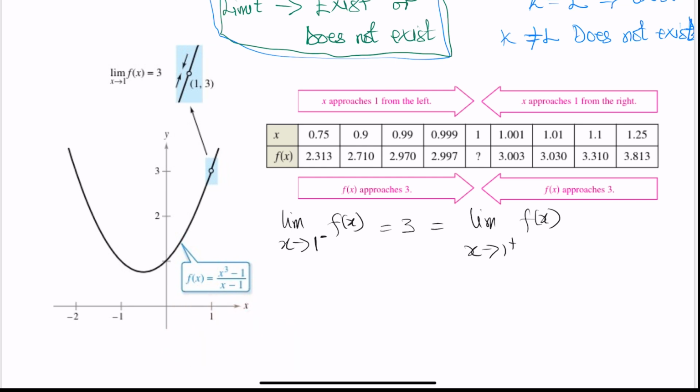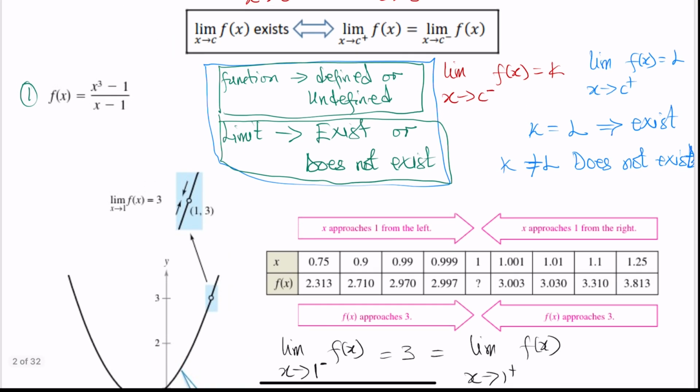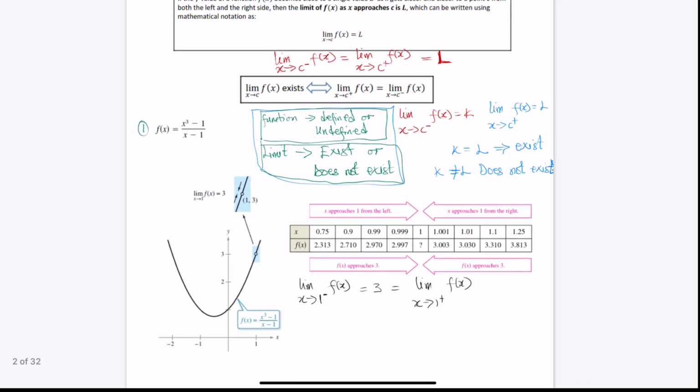If I look at the left side of 1 on the graph, as I approach 1 from the left hand side of my graph, the value I get is 3. And as I approach 1 from the right side of my graph, the value again I get is 3. So that tells me that the limit as x approaches 1 is 3. And this is the graphical approach to finding limits. Let's look at another example to help you understand.